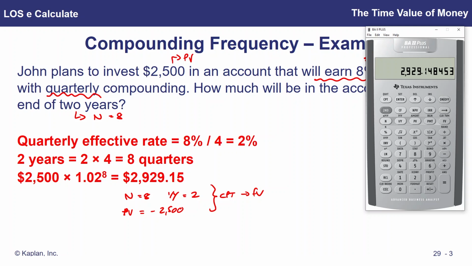If you wanted to use the time value of money buttons, let me just clear those buttons. 8 is N, 2 is IY, 2,500 negative is PV, compute FV, and there's the 292.15.